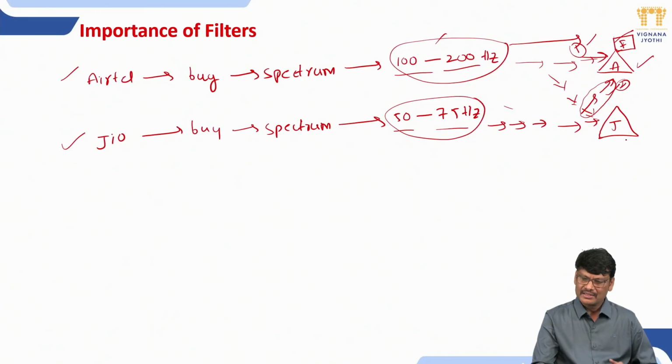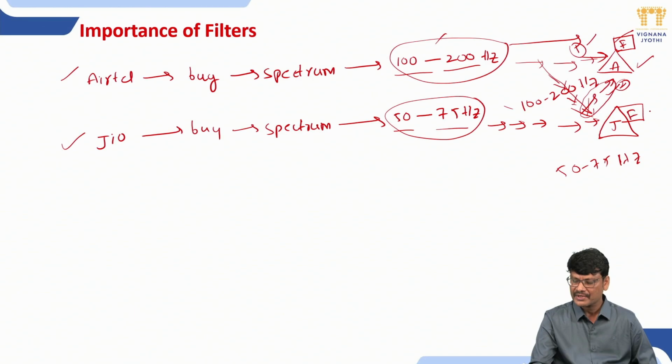Similarly, at a Jio tower, there are two signals available. One is Jio, with a range of 50 to 75 hertz. And the other is the Airtel signal, 100 to 200 hertz. These signals will be circulated in the air. Now again we need to design one circuit, called a filter circuit. This Jio filter will filter these two signals, as this one belongs to the Jio tower. This filter allows only the Jio signal, that is the 50 to 75 Hz signal, and it attenuates or rejects the Airtel signal. So this is the importance of the filter circuit.